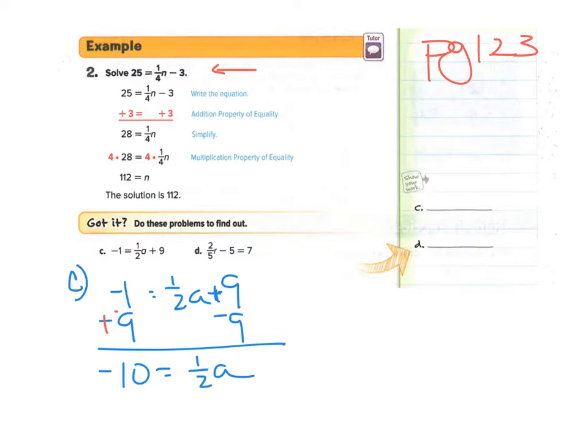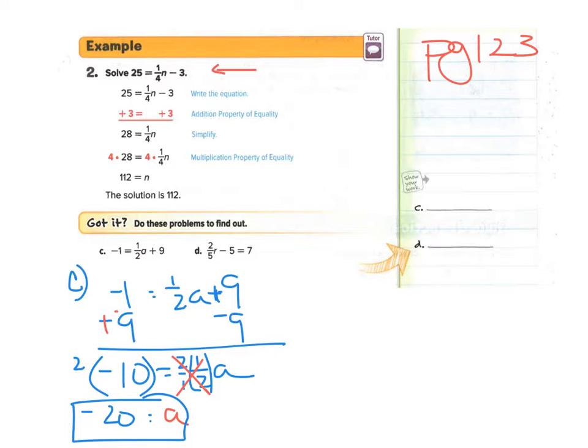Now, A is not by itself, so I need to keep going. So now I need to get rid of times 1/2. So remember that to get rid of multiplying by a fraction, we can multiply by its reciprocal. So I'm going to multiply both sides of this equation by 2. And I'm not going to write 2 over 1 on the left side because it's not a fraction. So I have 2 times negative 10 gives me negative 20. The 2 and the 1/2 cancel each other out, so I have A equals negative 20.